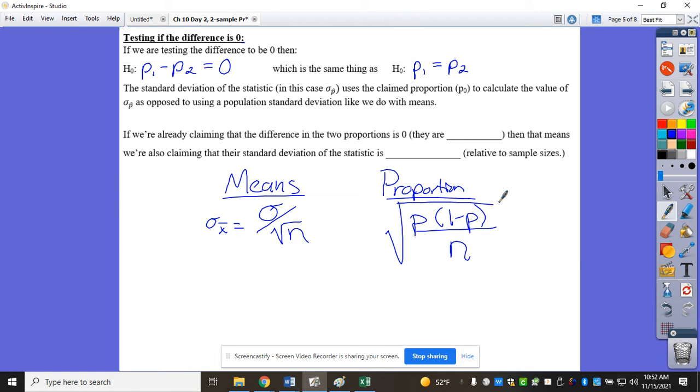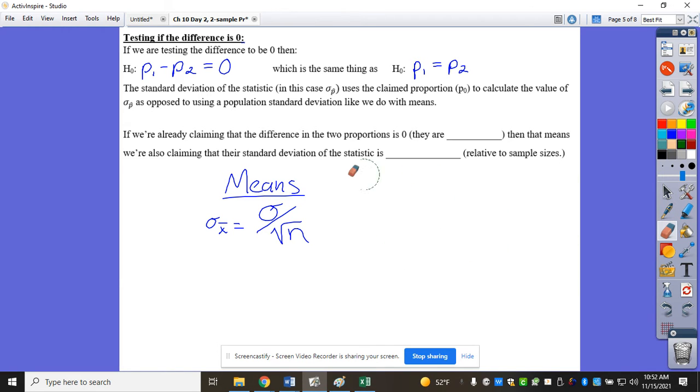So I don't have this other variable called standard deviation. I'm using proportion, which is what I'm already talking about here, right? So here I'm claiming that they're the same. I'm using that to figure out standard deviation, which means if I'm claiming that these are the same, I'm claiming that the standard deviation portion is also the same, right? Because it's only coming from that one variable. So we have to do an extra thing here because of that.